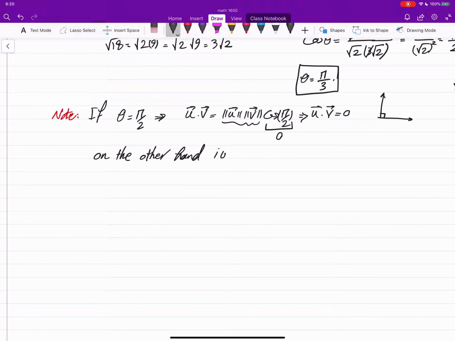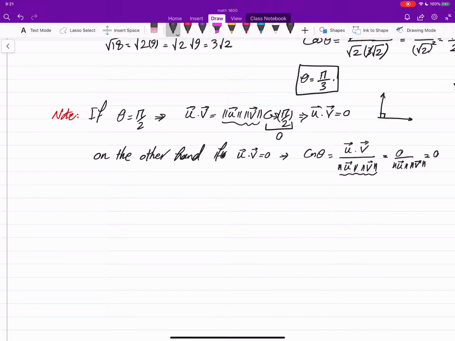On the other hand, if u dot v is 0, then cosine of theta, the formula you remember, is u dot v over length of u, length of v. This is going to be 0 over length of u, length of v, and then that is 0. Well, there's only one thing that we have to be careful about: u and v cannot have 0 length. In other words, if their length is 0, that's a vector 0. Vector 0 doesn't have any angle with any given vectors.